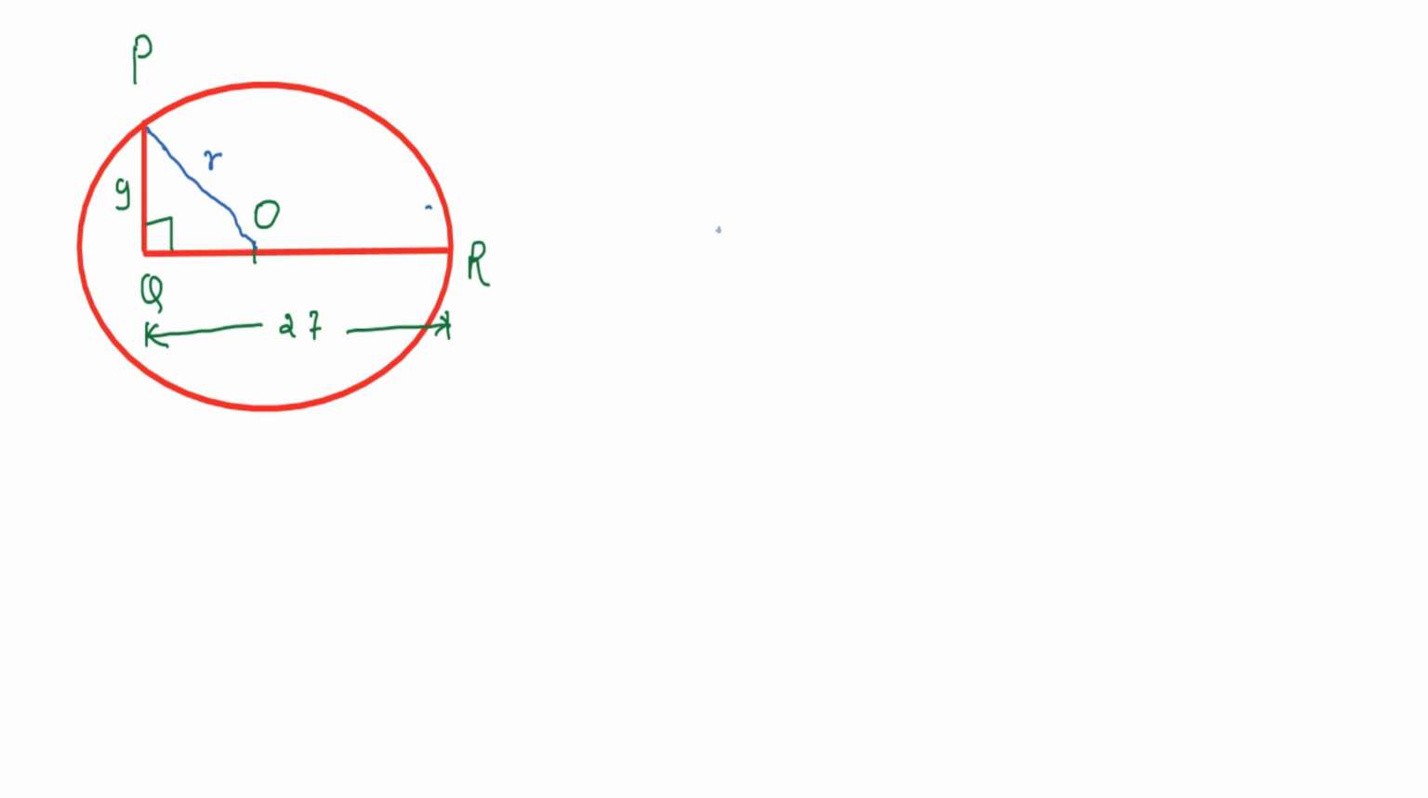Similarly, OR is also the radius of the circle, which means the side length OR will also be R. And it is given that QR is equal to 27, so OQ will be given as QR minus OR. The length of QR is 27 and the length of OR is R. That means OQ will be 27 minus R.